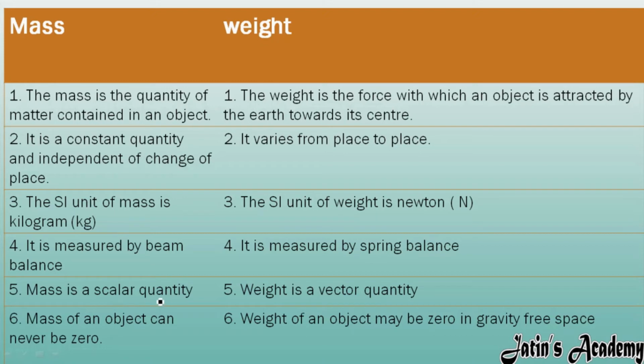Mass is a scalar quantity, depending only upon magnitude, and direction is not important. Weight is a vector quantity in which both magnitude as well as direction are important. Mass of an object can never be zero. Why? Because in any substance, some quantity of matter is always there. So mass of an object can never be zero, but weight of an object can be zero. Where can it be zero? In a gravity free space, where there is no gravity, where there is zero gravity. So in those places weight can be zero. Okay.